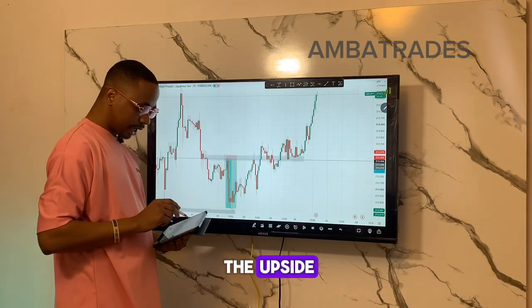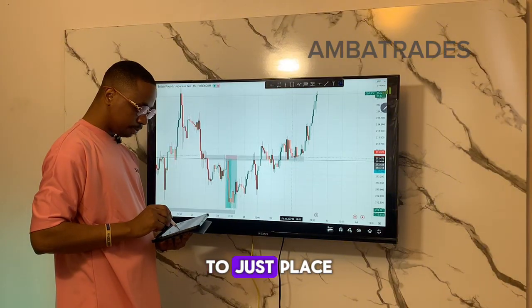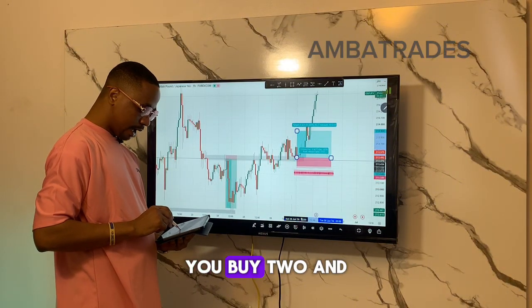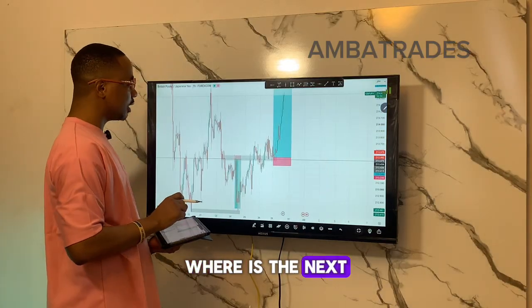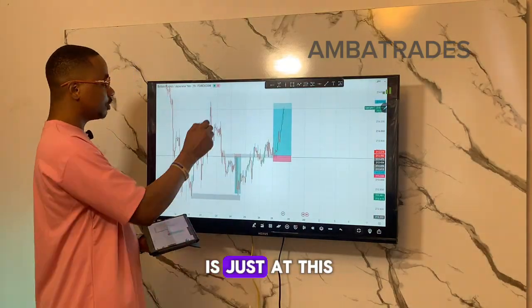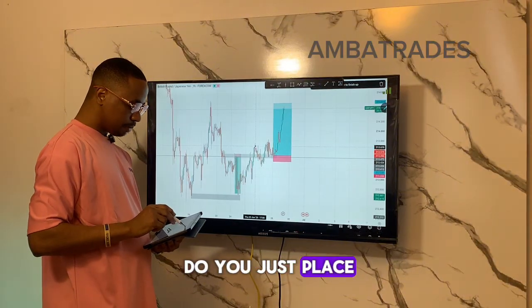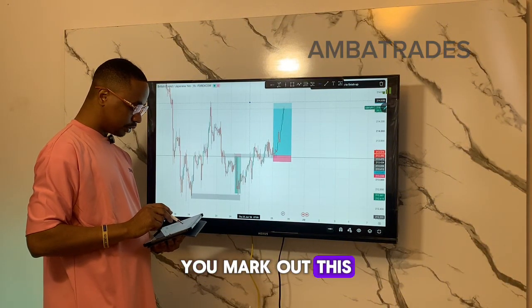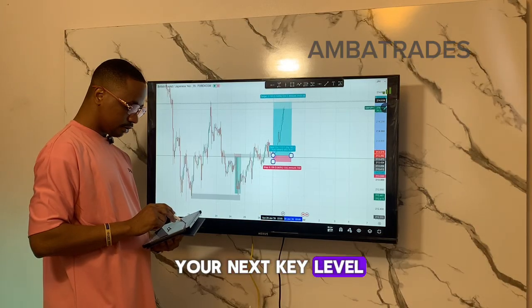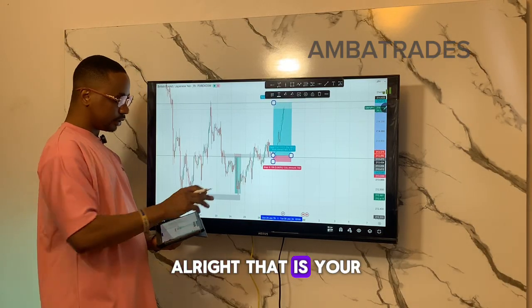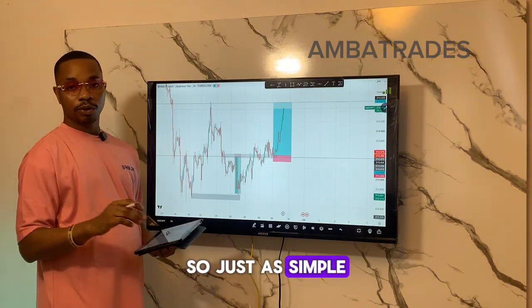Now, what you just do is for you to just place your buy tool and you buy to the next key level. Where is the next key level? The next key level is just at this particular high right here. So what you just do, you mark out this zone, then that is your next key level. All right, that is your next key level. So just as simple as that.